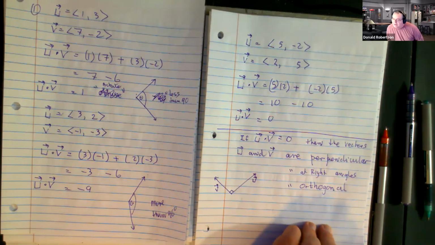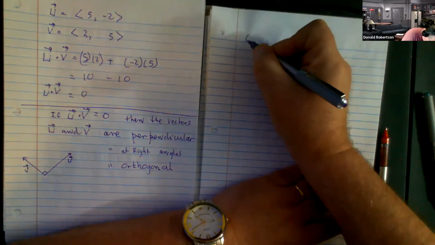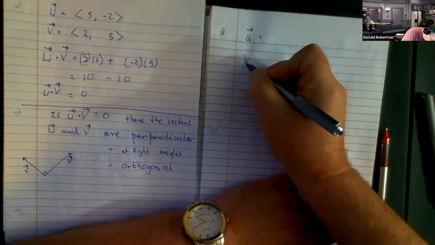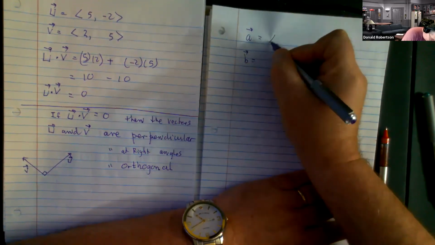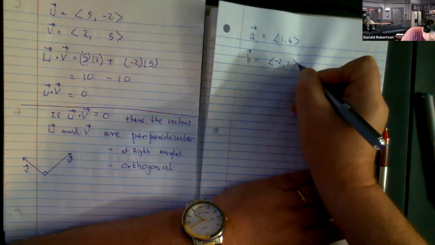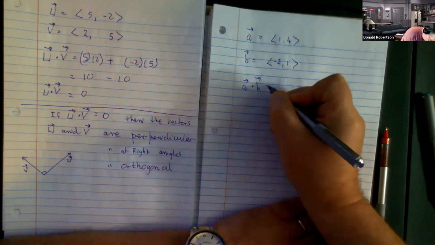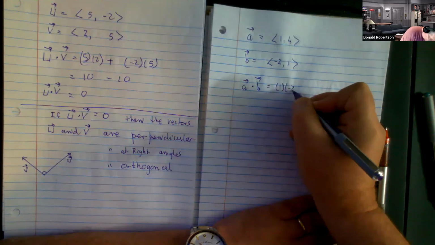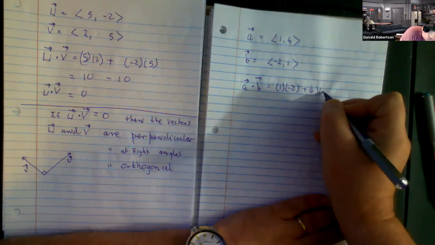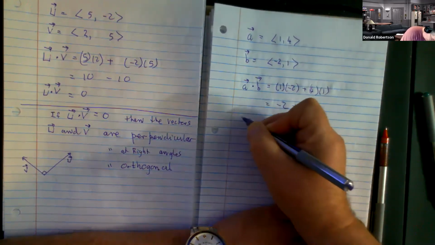Are we good so far? You happy with a dot product, how to calculate it, and that it can simply tell you a little bit about the angle? So let's change some letters and then show you the next piece of the puzzle. Let's choose different letters. 1, 4. Now, if I found the dot product, A dot B, it's 1 times negative 2 plus 4 times 1, which is negative 2 plus 4, which is 2.